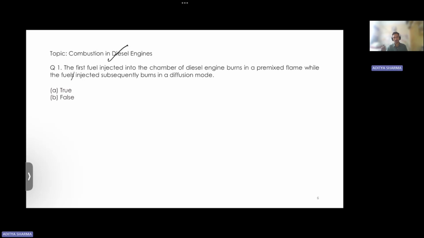After we have a flame, we again inject fuel. This fuel is in the form of droplets. Oxidizer we already have, and these diffuse. We have the flame, and the combustion takes place. The analysis based on droplet evaporation can be used in such scenarios, in such type of combustion. So this is a true statement.